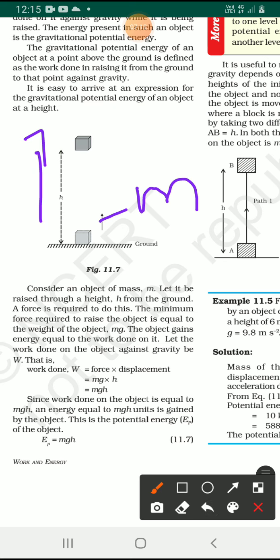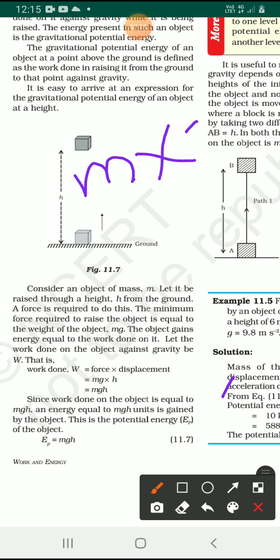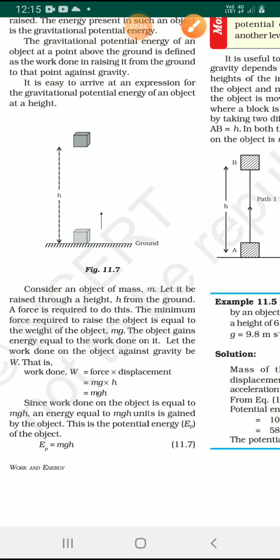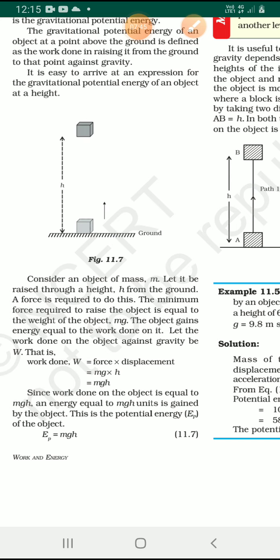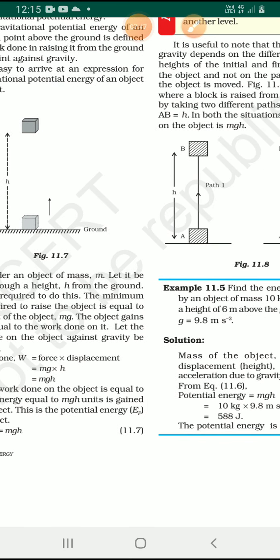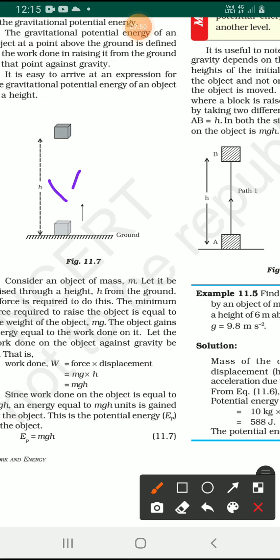So here you can see that from the ground a force is required to do this. You know that the force required to raise the object is equal to the weight of the object, mg. So what is mg? M into g. M is mass and g is the gravitational acceleration, right? So here the object gains energy equal to the work done on it. Let the work done on the object against gravity be W. You know that W is equal to F into S. We have discussed this in the previous classes, right?